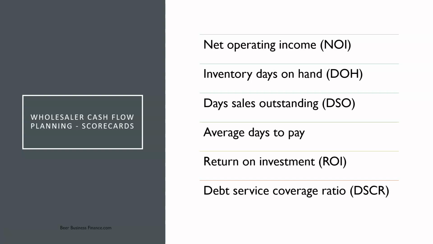Next is days sales outstanding, and this is related to our accounts receivable. So how many days worth of sales do we have outstanding and uncollected at any given time? And is that too much? Is it just right? How do we know? Days sales outstanding is going to help us determine that. Average days to pay relates to your accounts payable. Effectively, we're trying to answer the question: are we paying too quickly? Are we paying too slowly? Are we paying just right? How do we know? This calculation is going to help us with that.